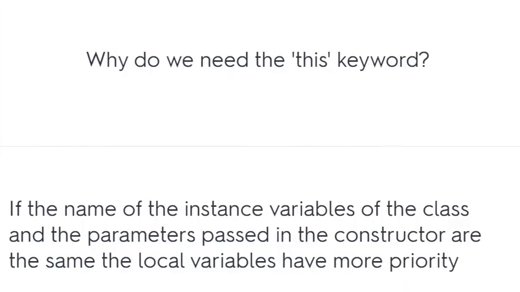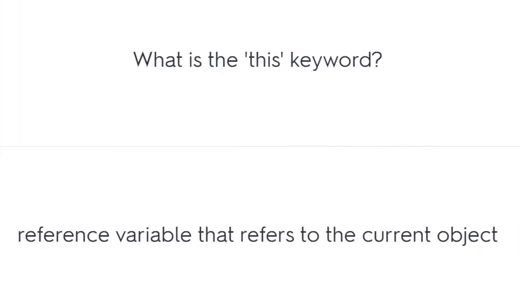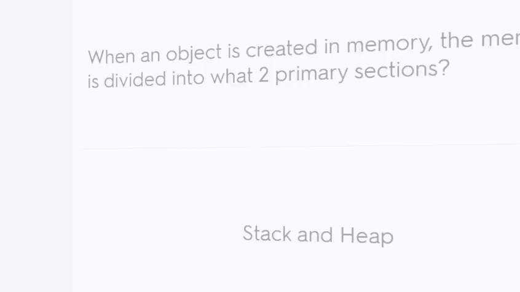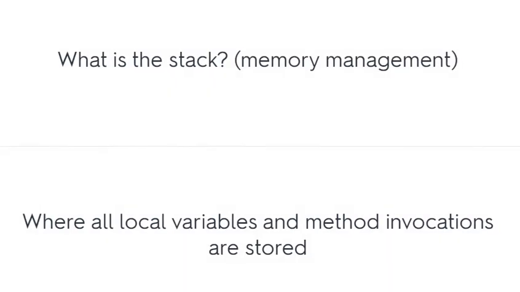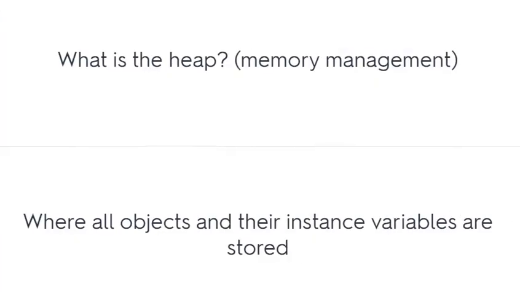If the name of the instance variables of the class and the parameters passed in the constructor are the same, the local variables have more priority. What is this keyword? Reference variable that refers to the current object. When an object is created in memory, the memory is divided into two primary sections, stack and heap. What is the stack? Where all local variables and method invocations are stored. What is the heap? Where all objects and their instance variables are stored.